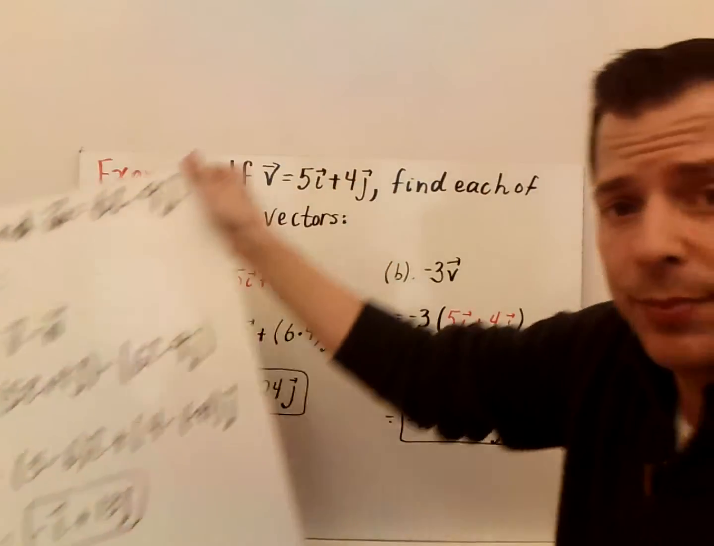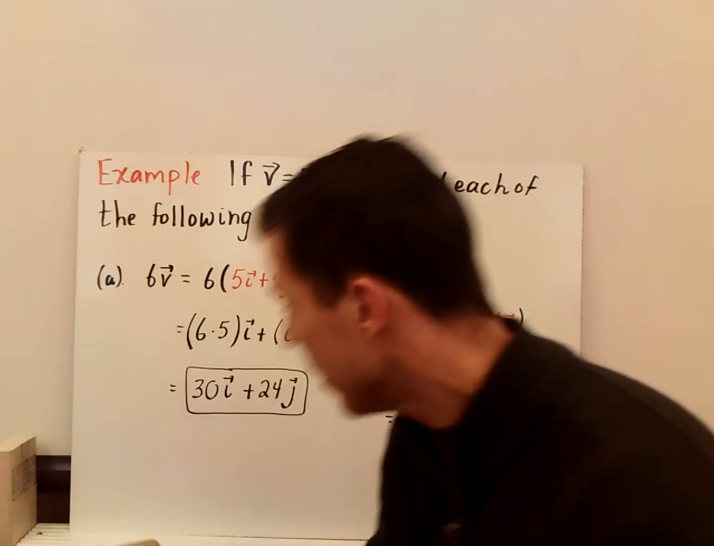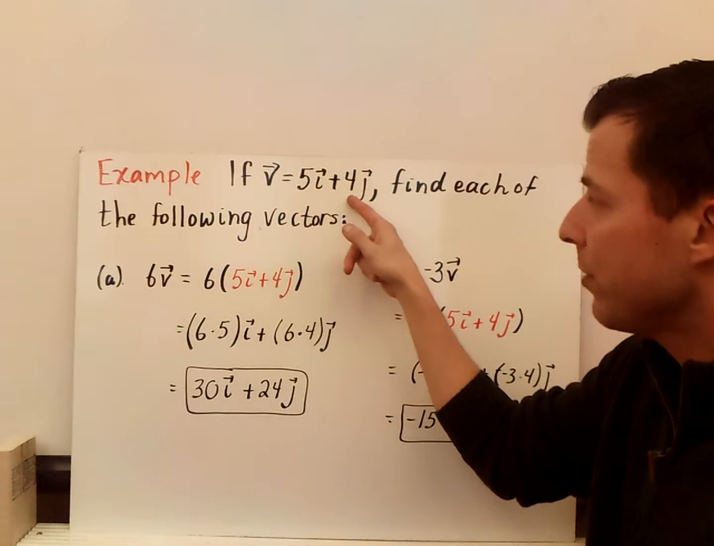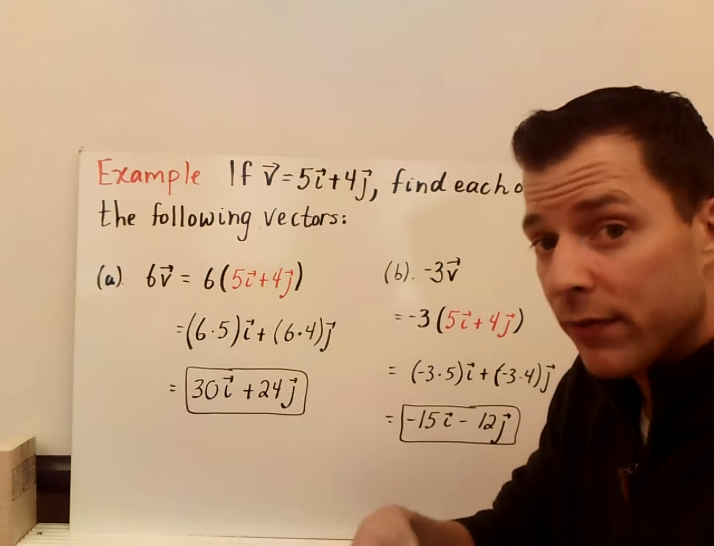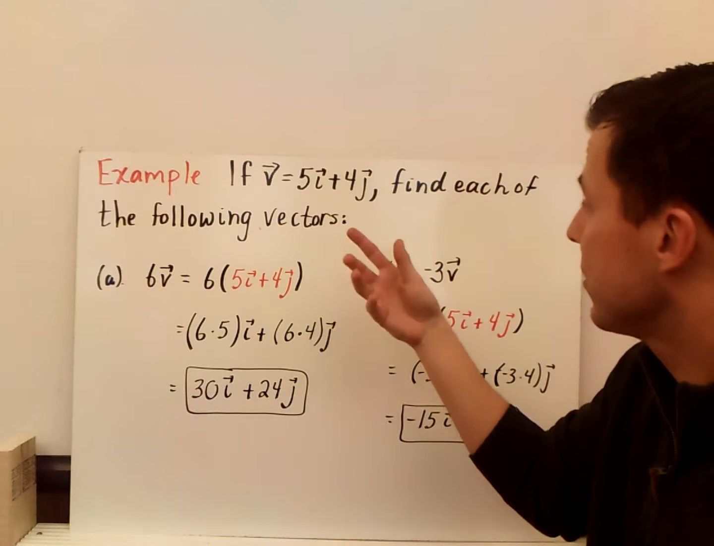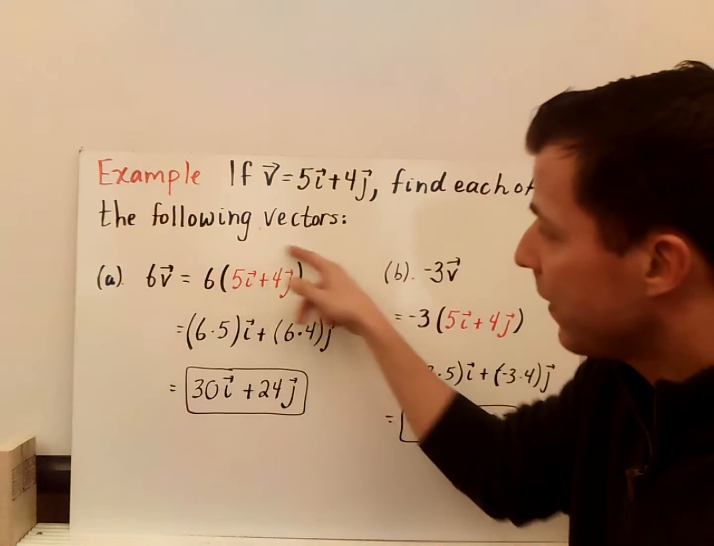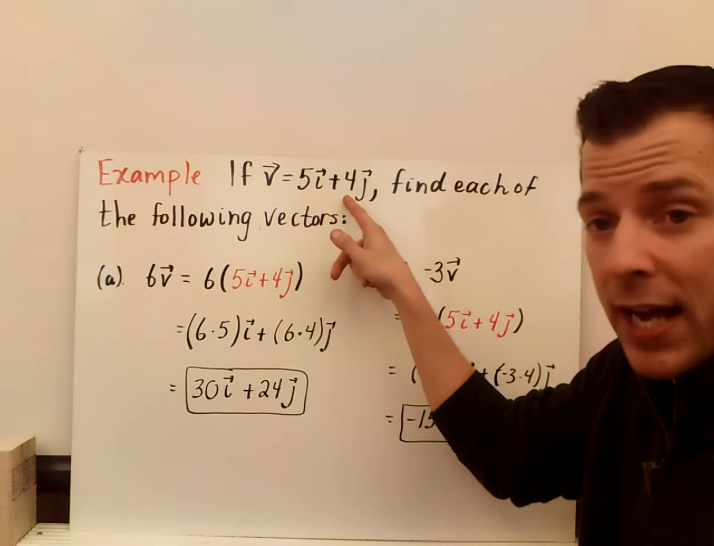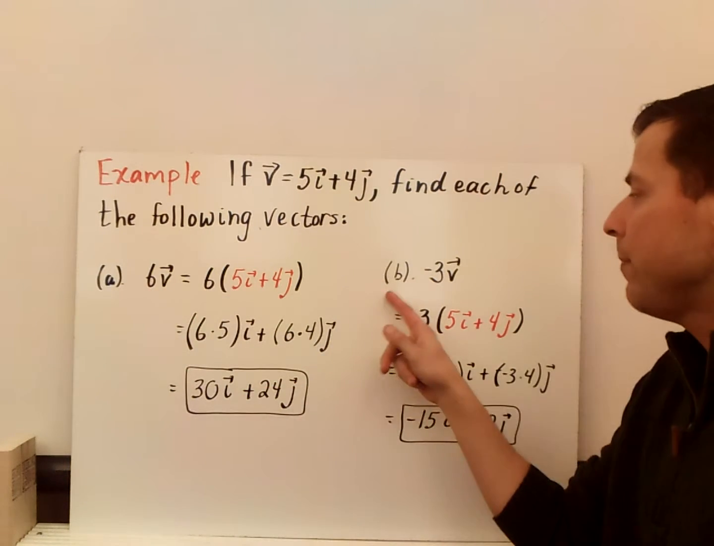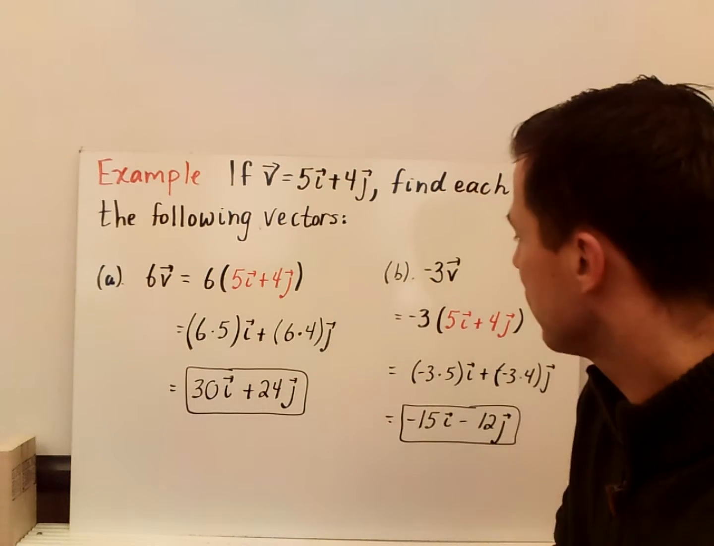The second example deals with scalar multiplication. Okay, and two examples here. So I'm just using 5i plus 4j. All the vectors are not just 5i plus 4j, I use that a lot in this video, but that's okay. I'm going to find each of the following vectors if V is defined as that. So I want A, 6 times vector V, and B, negative 3 times vector V.